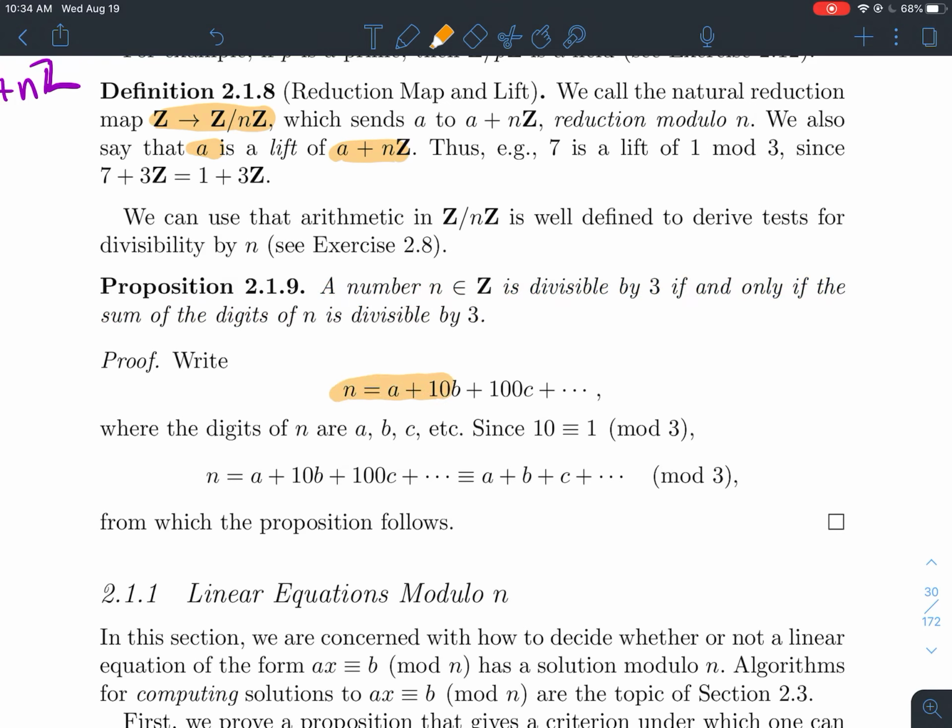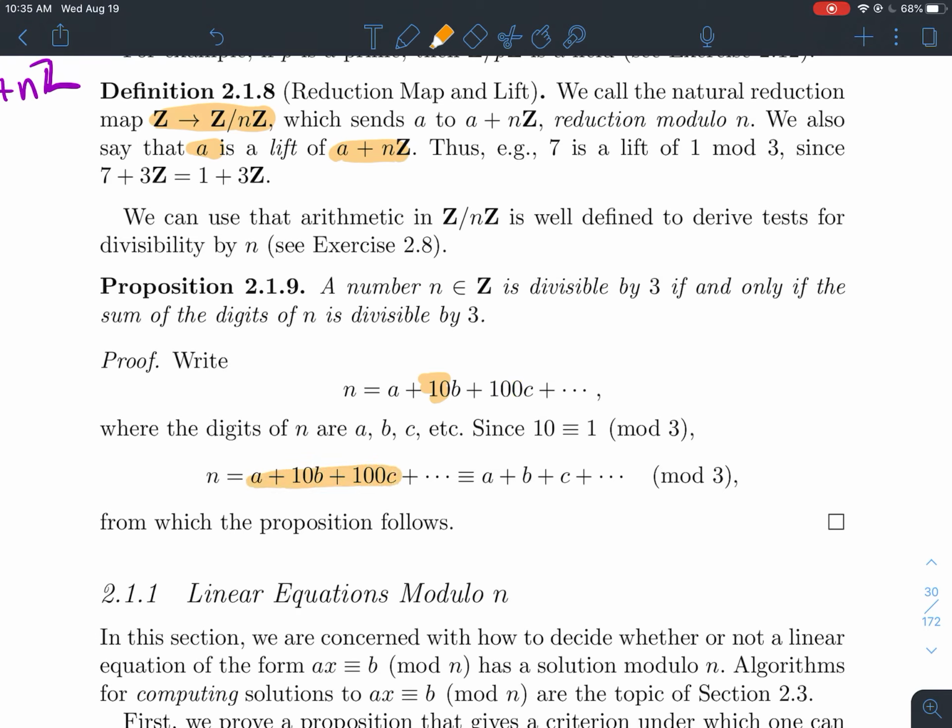Well, I could write n out in its base 10 expansion. So I've got a plus 10 times b, plus 100 times c, where a, b, and c are the digits of this number. Now, I care about things being divisible by 3. Let's think about 10 being equivalent to 1 mod 3. In other words, the remainder when you divide 10 by 3 is 1. So what can we do? Well, if 10 is equivalent to 1 mod 3, so are all the powers of 10.